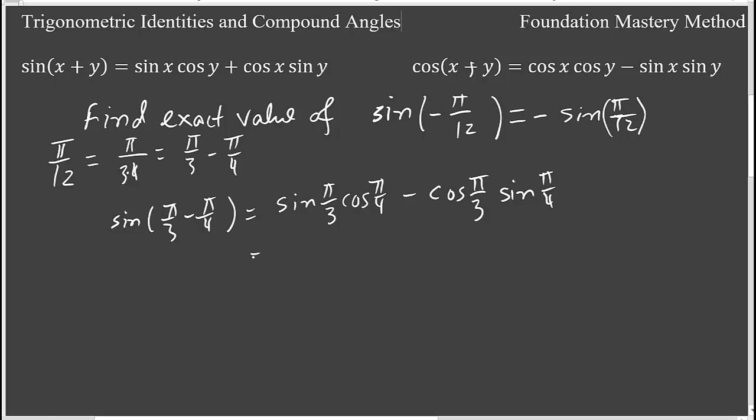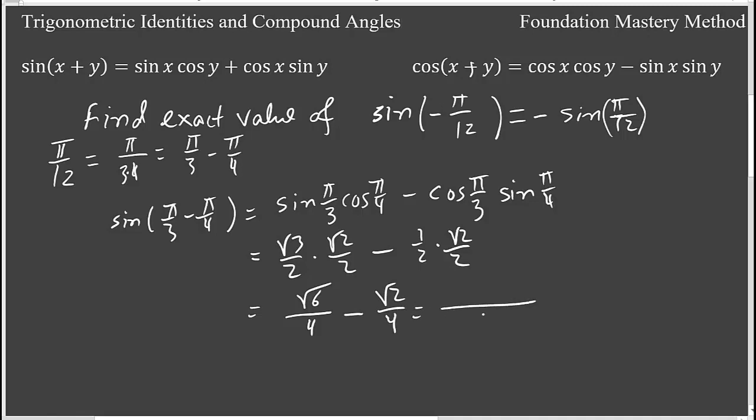And from the unit circle, we know sine pi by 3, which is sine 60 degrees, that is radical 3 over 2, and cosine pi by 4 is radical 2 over 2, minus this one is cosine 60, which is 1/2, and this one is radical 2 over 2. So we are getting radical 6 over 4 minus radical 2 over 4. So you can write 4 and then radical 6 minus radical 2.